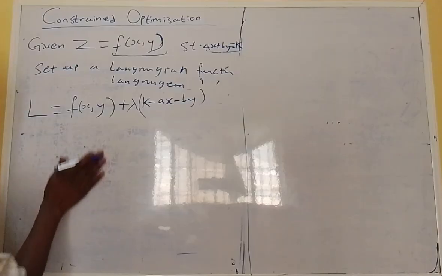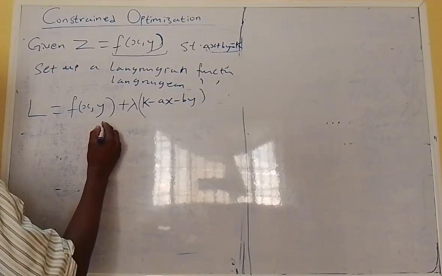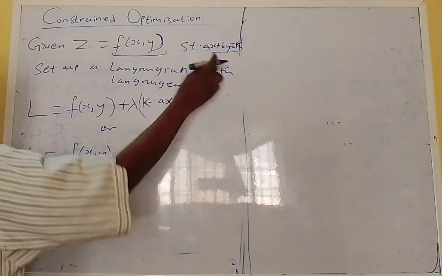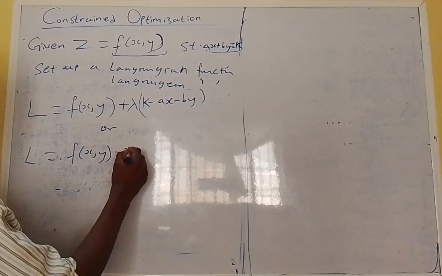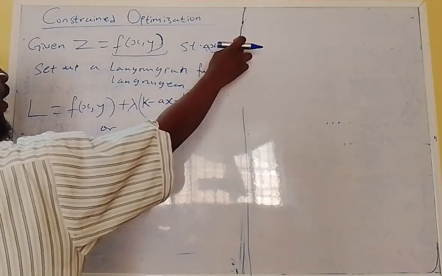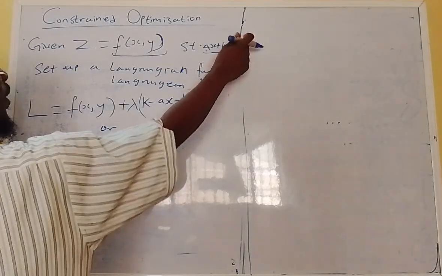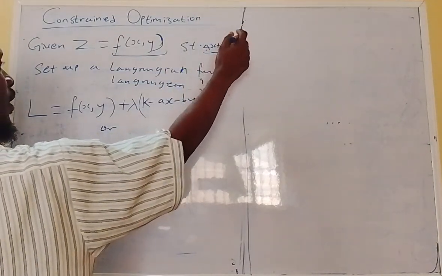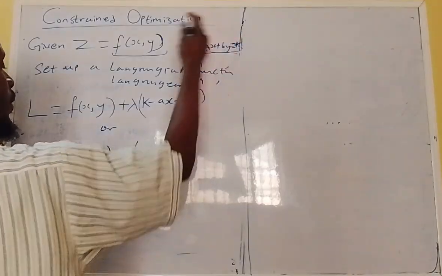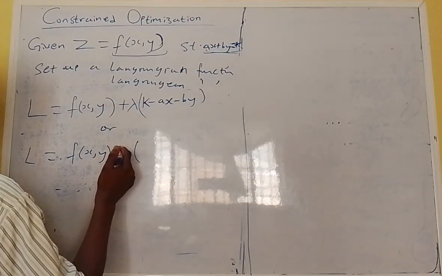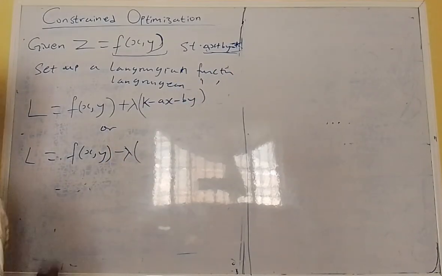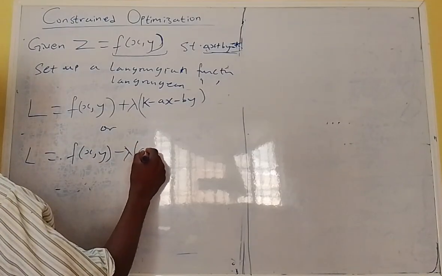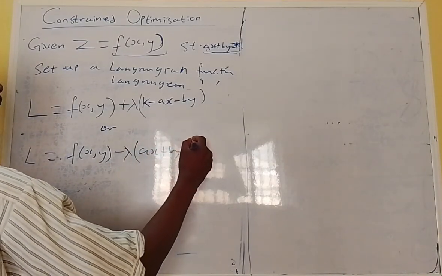So another way of setting up this function is by saying L equals this same f of x and y. Then if I want to use minus lambda, meaning that I want to leave this here and take k to come here, then the sign of k becomes minus. That is why I'm having minus here. Whatever sign that k takes, that is the sign that this constraint parameter will take. So minus lambda, so I have ax plus by minus k.